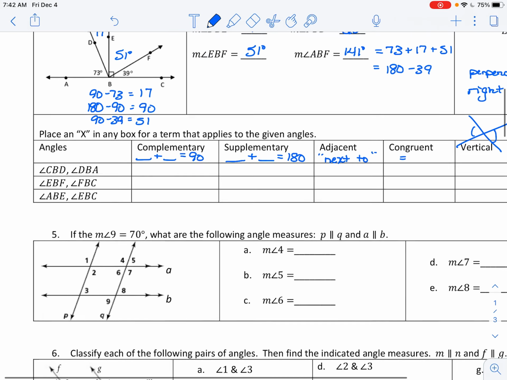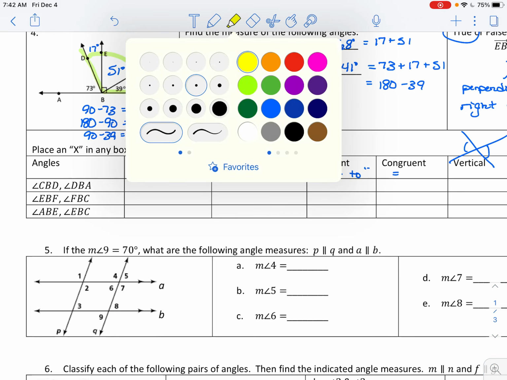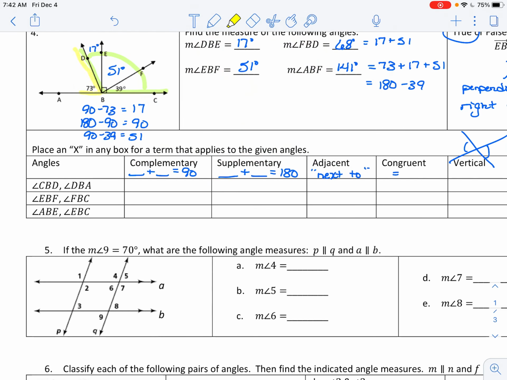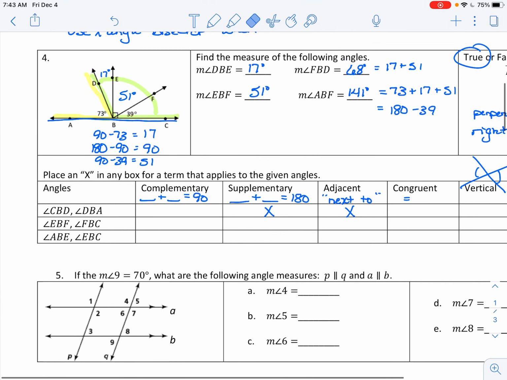So the first one is CBD. CBD, it's this angle, and DBA. So D to B to A. I've pretty much highlighted the whole thing. Specifically, I see that they are making that line together. So they will be supplementary because they make a line, they make 180. They're also just right next to each other. That green angle that I traced is next to the yellow angle. And since I marked supplementary and adjacent, I mark linear pair as well.